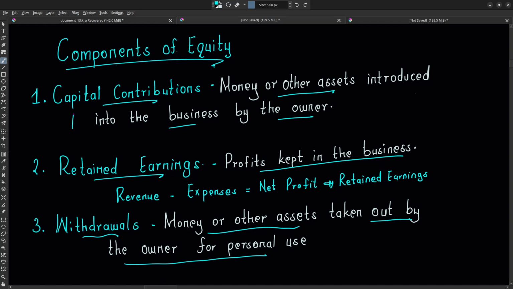This is what you input into the business, and then this is what it adds. Retained earnings actually add into your capital only if the business is making a profit. If it is making a loss, your capital reduces. And for withdrawals, they will always reduce your equity because you are withdrawing.